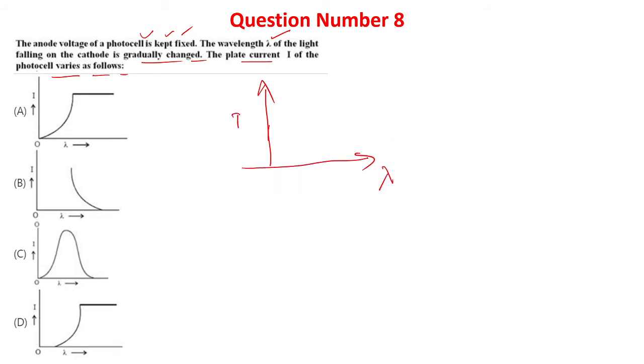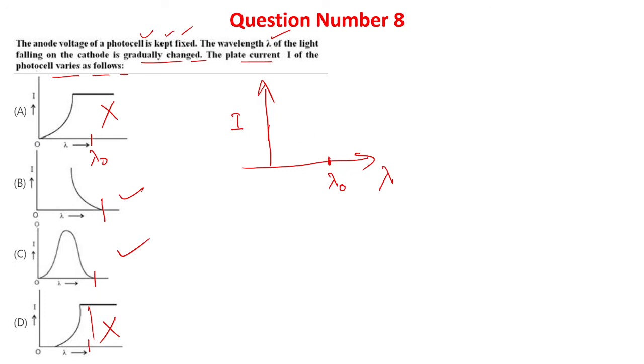Wavelength versus photoelectric current. You know, we have a term called threshold wavelength, above which photoelectric emission doesn't take place. So graph must not exist beyond a certain wavelength, lambda naught. So here graph is going beyond lambda naught, wrong. Graph is going beyond lambda naught, wrong. Now we are left with these two cases.